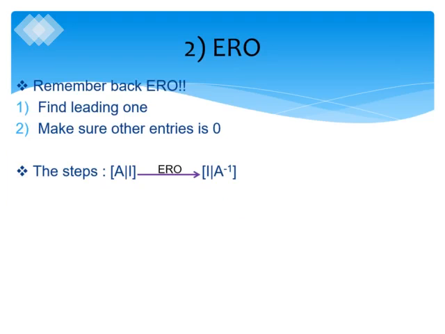So we continue inverse matrices, but for now we go for the ERO method. Remember back ERO: the first step is find the leading one, and the second step is make sure other entries are 0 for that column. And the ERO method is here. We have to write down in this form: A and then identity. Using ERO, you will get identity and A inverse.